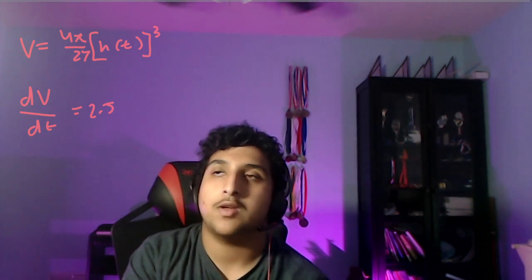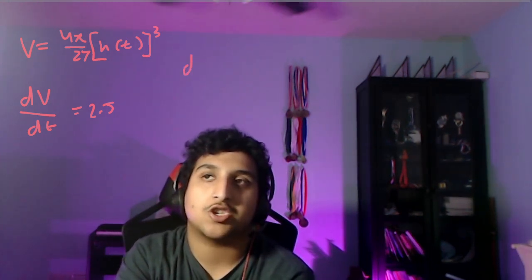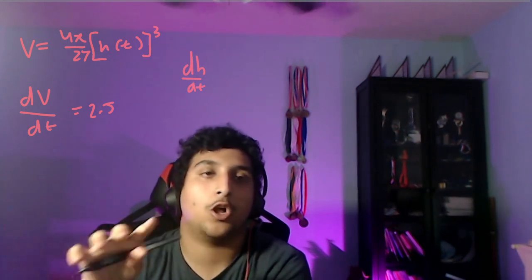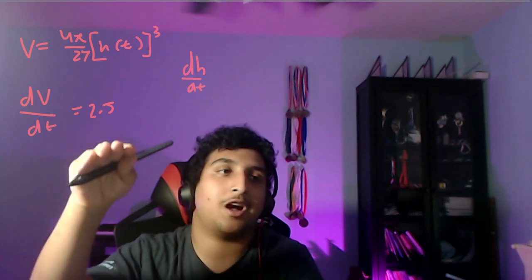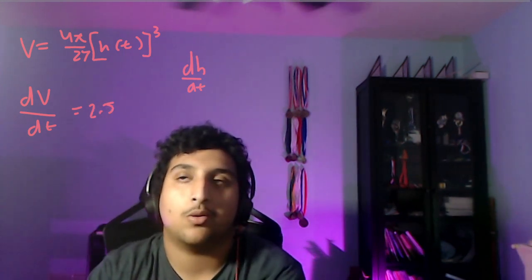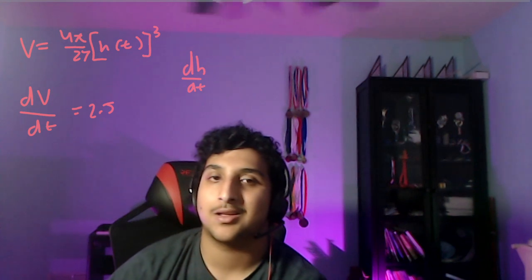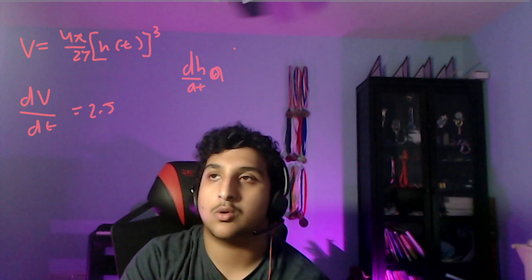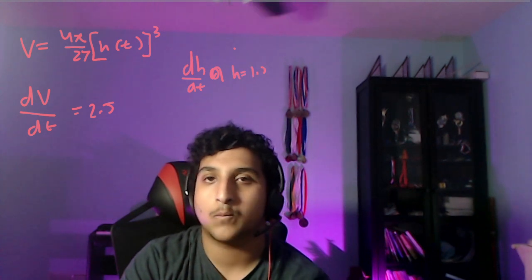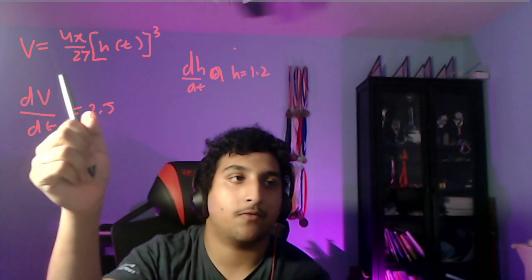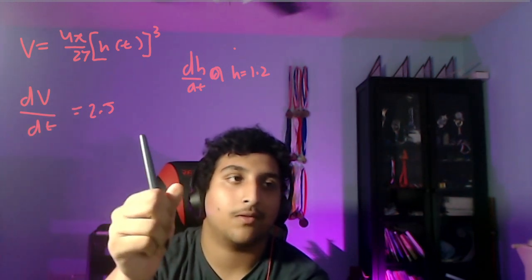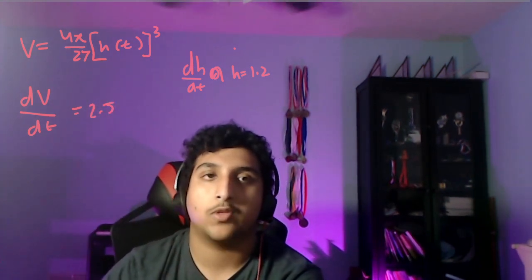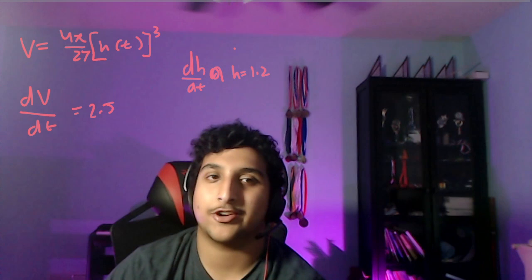Great. So now what do we actually want to find? We want to find dh by dt, how fast the water level is rising. It's easy to confuse this with how fast the volume is rising, but water level is basically how high the water gets over time. So it says change in height. And we want to find this when h equals 1.2. Okay. So now we can just take the derivative of this and set it equal to 2.5, because the derivative of this equation must be equal to 2.5 for this problem to make any sense at all.